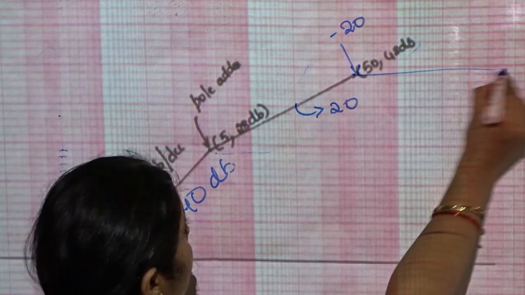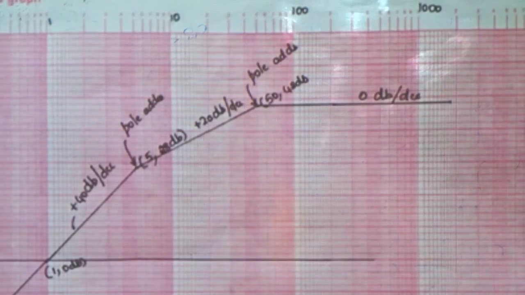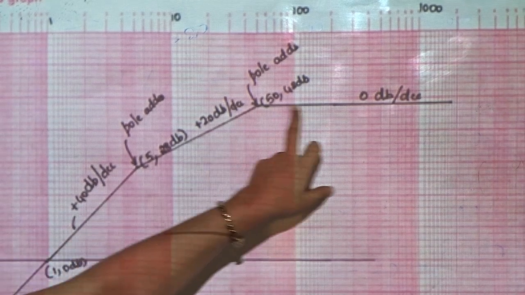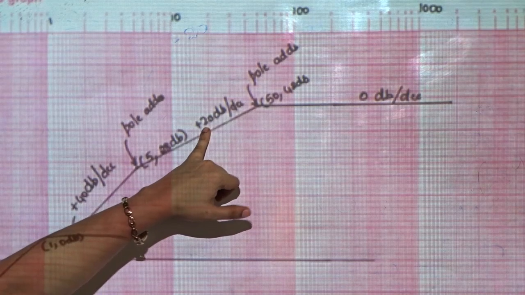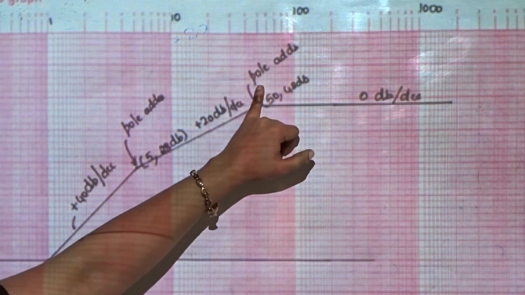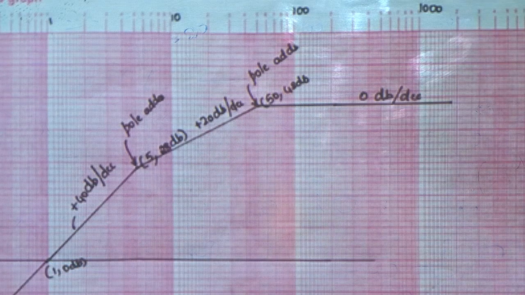So what will happen? The slope has to become 0. Because of this, the slope reduces to 0. This is anyway plus 20, and adding a pole means minus 20. So the total resultant slope becomes 0.